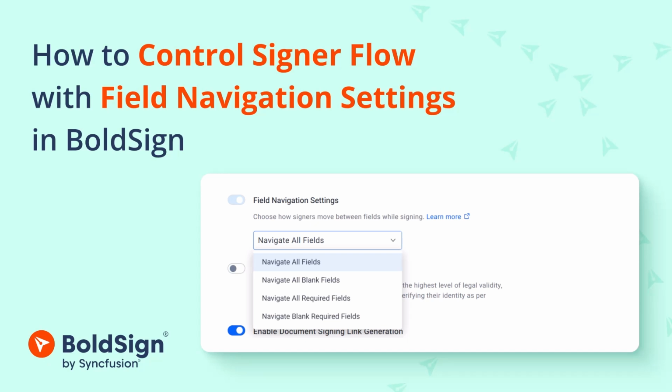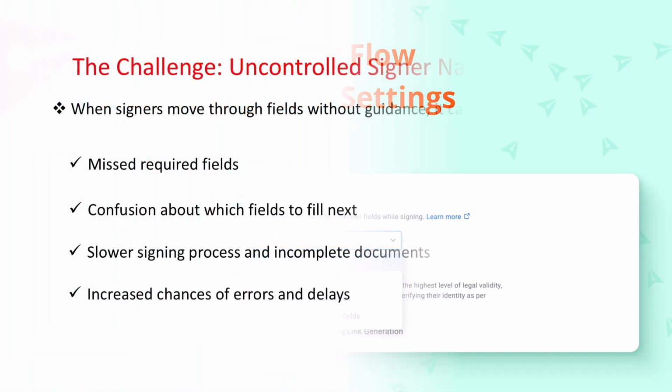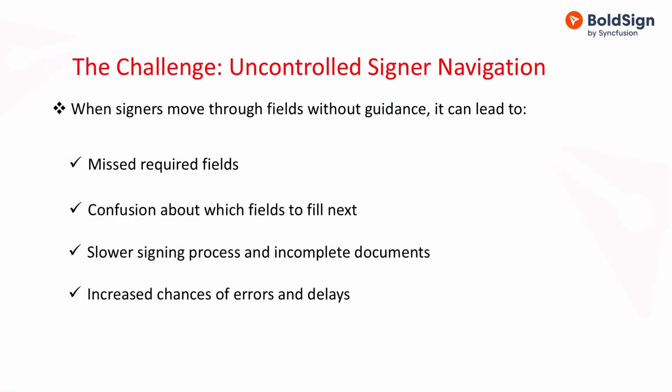In this video, you'll learn how to control signer flow using field navigation settings in BoldSign. This feature allows you to guide signers through document fields in a structured order, ensuring accuracy, reducing errors, and creating a smooth signing experience. When signers navigate documents freely, they often miss required fields or fill them out in the wrong order. This lack of structure can cause confusion, delays, and even incomplete documents.